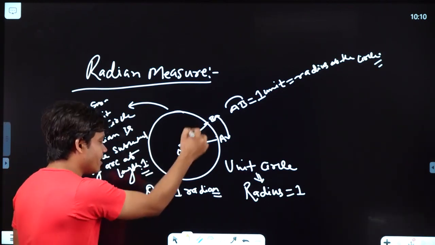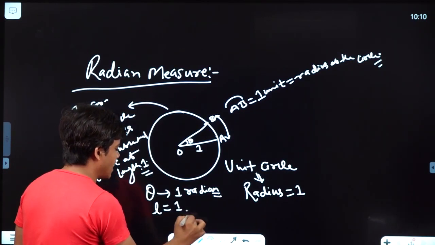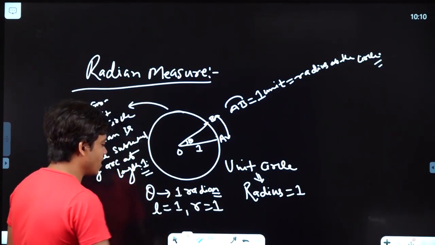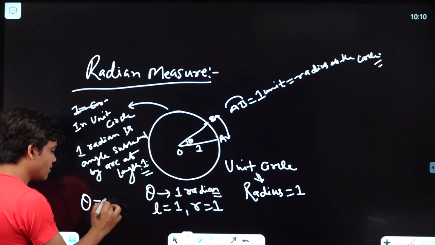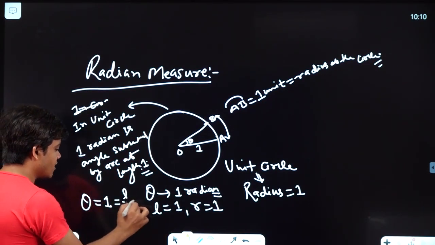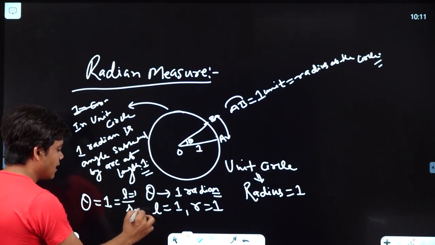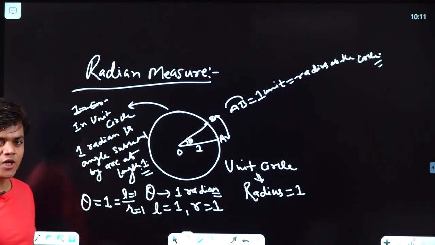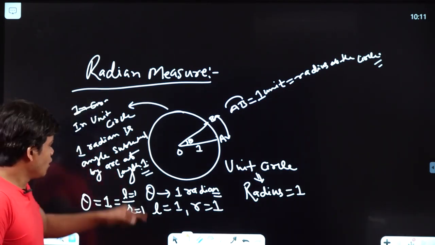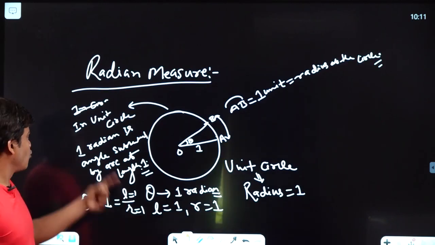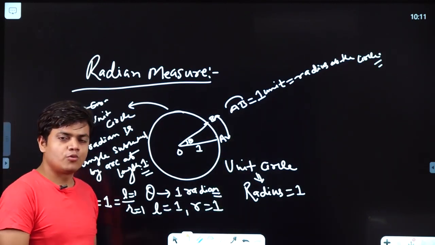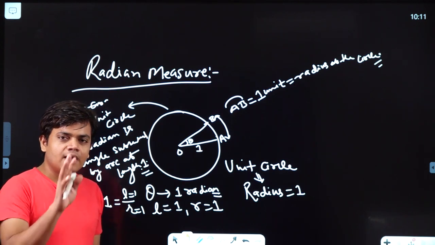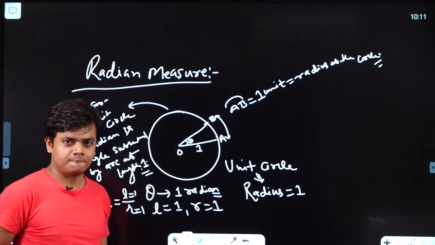Always. So here you can see L is equal to 1, R is equal to 1. Therefore 1 radian. So here theta is what? 1. Your L is 1, your R is 1. But in general this is the formula. In a unit circle, 1 radian is what? The angle which is made by the arc length 1.